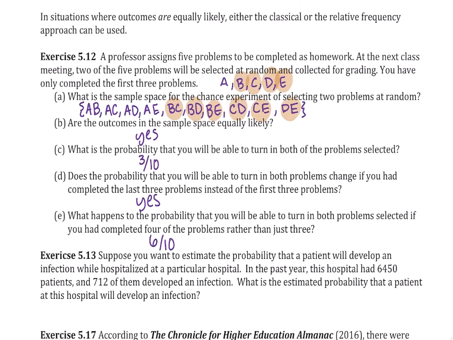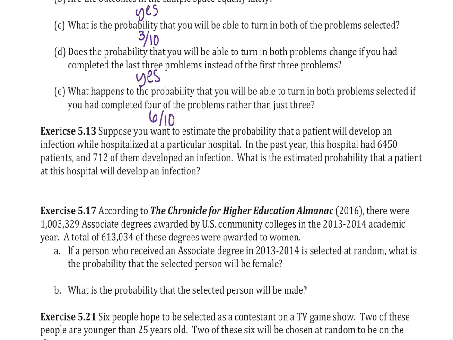Another thing that we can look at is here in example 5.13, and you want to estimate the probability that a patient will develop an infection while hospitalized at a particular hospital. We have data from the last year and see that the hospital had 6,450 patients total, and 712 of them developed an infection. So what's the estimated probability that a patient will develop an infection?